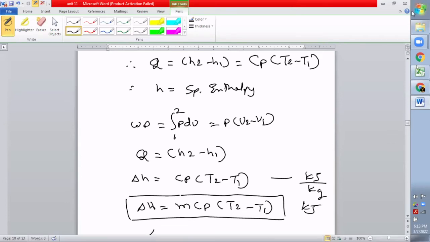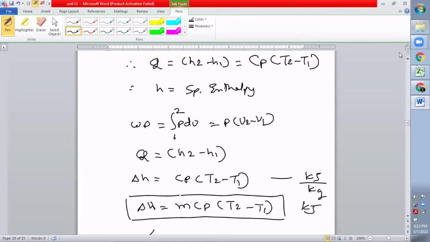At the time of calculation, when you solve the numerical, by mistake, because of doing the calculation in a hurry, don't put del U equal to Cp multiplied by del T. Remember, del U is always equal to Cv multiplied by del T, and del H is always equal to Cp multiplied by del T.